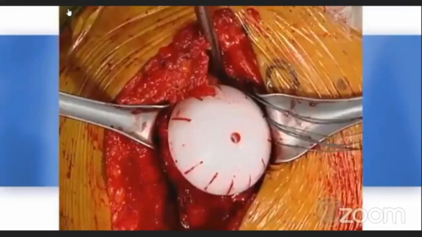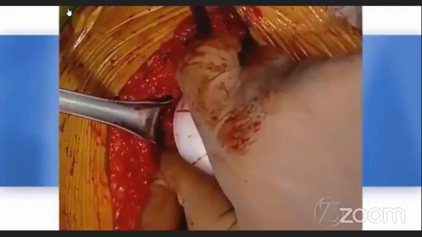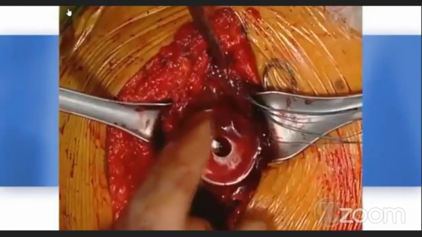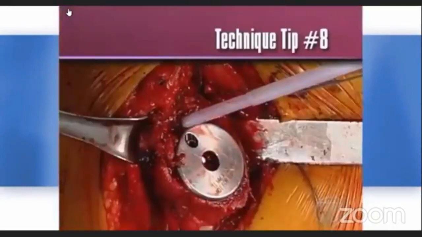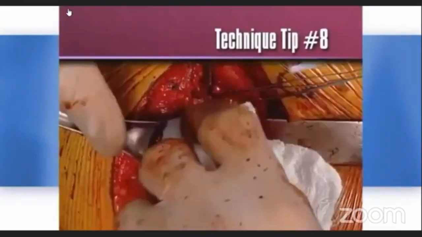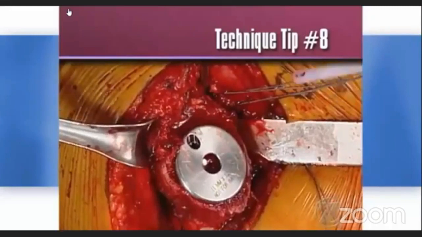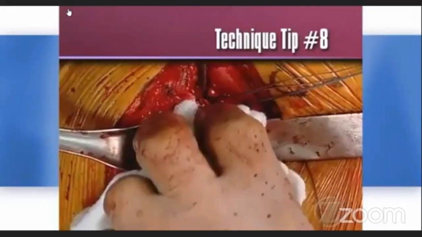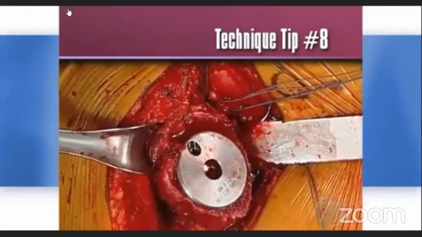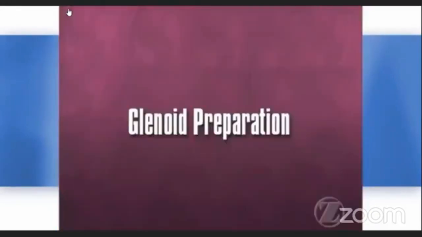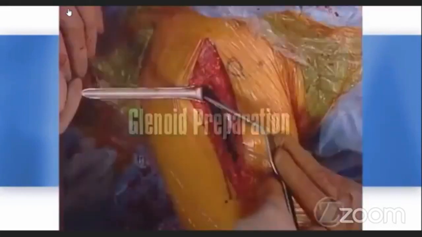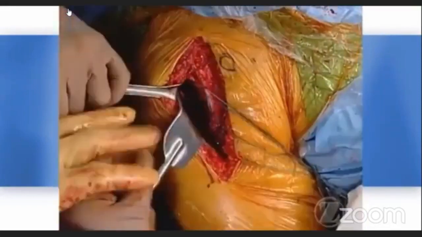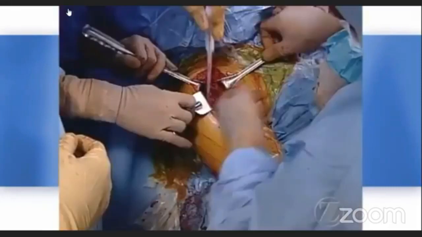After the trial reduction, remove the provisional head. It's very important to leave the humeral trial stem in place, as this will hopefully decrease bleeding and also protect the cortex of the humerus. Retract the soft tissues both anteriorly and posteriorly to expose the glenoid.